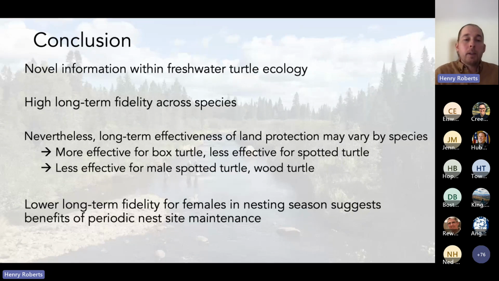And lastly, coming back to this idea of seasonal fidelity for females, we saw that there was lower long-term fidelity for females in the nesting season. And I think this really suggests that there might be some benefit to periodic nest site maintenance for populations, because it means that females might not necessarily need to venture out into the surrounding landscape to find new nesting habitats over time.